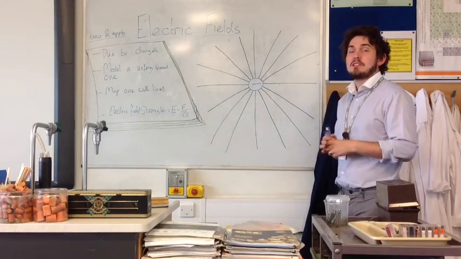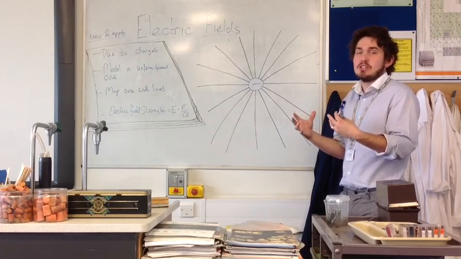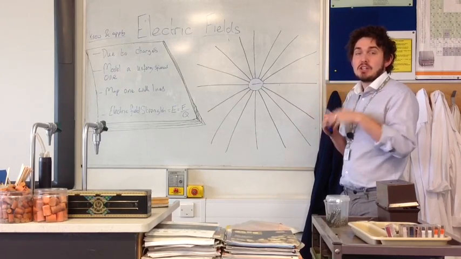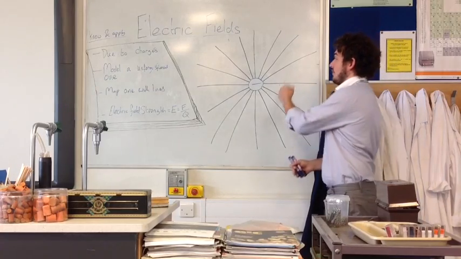So when we're drawing the electric field, we draw it as if it's lines coming out of whatever it is that's causing it. So wherever there's a charge, it will have an electric field around it, and we can represent that with these things we call field lines.